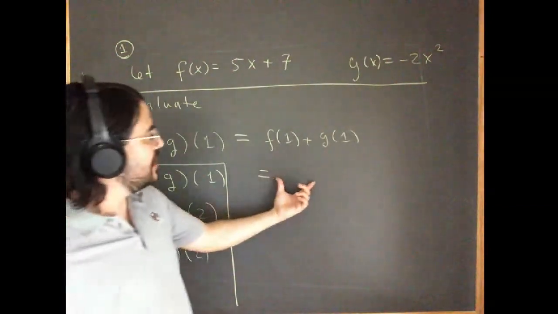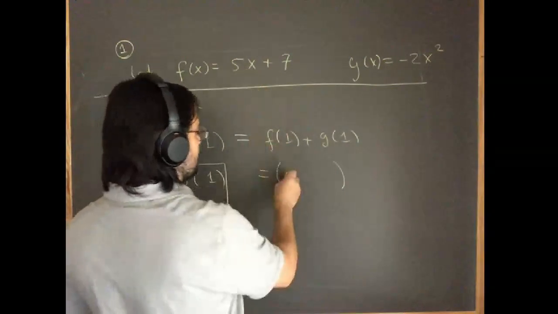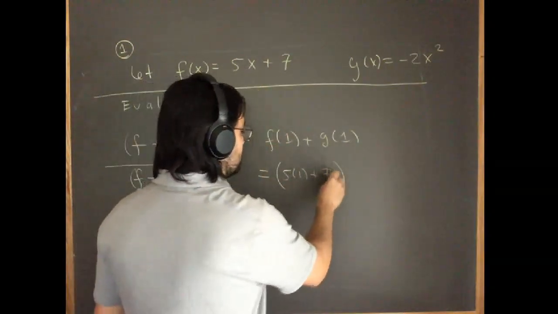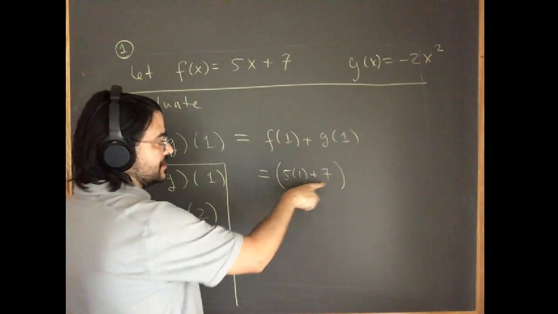And I'll just add an extra step here so you guys can see. I'm going to put in parentheses here. Everywhere I see an x, I'm going to replace it with 1. So that's 5 times 1 plus 7. So that's where everybody's getting 12 from. 5 times 1 is 5 plus 7 is 12.